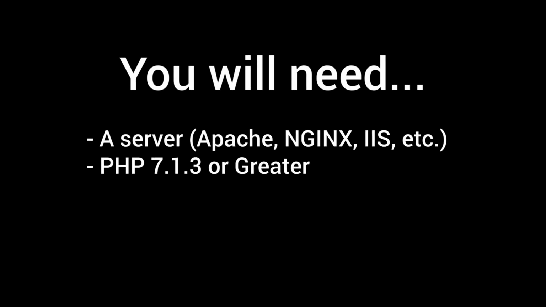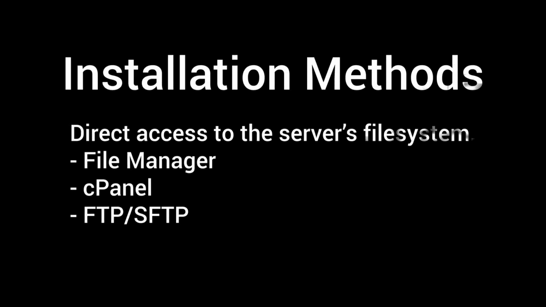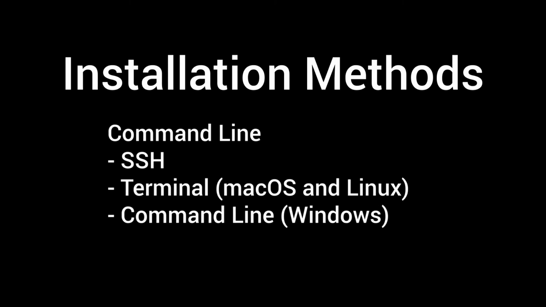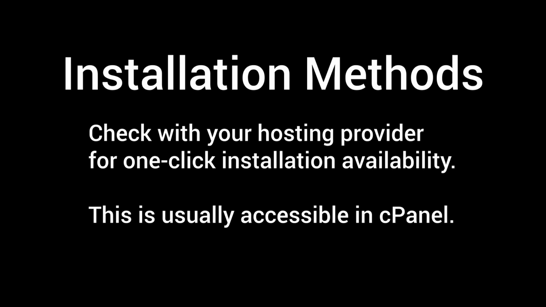Before we can dive into the installation process, we need to have a web server handy running PHP 7.1.3 or higher. Ideally, you'll want to have access to the server's file system either directly or remotely through a solution like cPanel or FTP. You can also install Grav using the server's command line. Additionally, some hosting providers even provide a one-click installation option through their service that takes care of the whole process for you. Check with your hosting provider to see if that's an option for you.